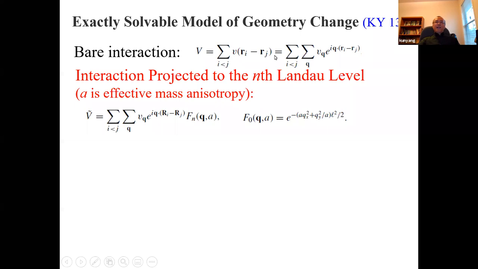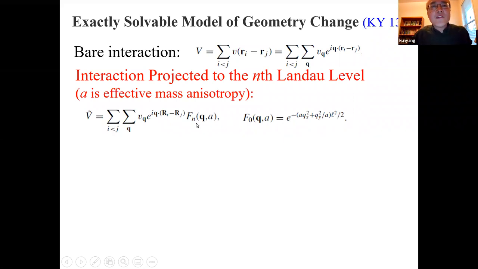The way to do that is to replace the electron coordinate by the so-called guiding center coordinate. And that is independent of which Landau level you are in. The Landau level information is encoded in this so-called Landau level form factor, which depends on which Landau level you are in. And it's simplest, as you would expect, for the lowest Landau level where n equals zero, in which case it's only a Gaussian. This just reflects the fact that the Landau level wave functions are harmonic oscillator wave functions, and the ground state of the harmonic oscillator has a Gaussian wave function.